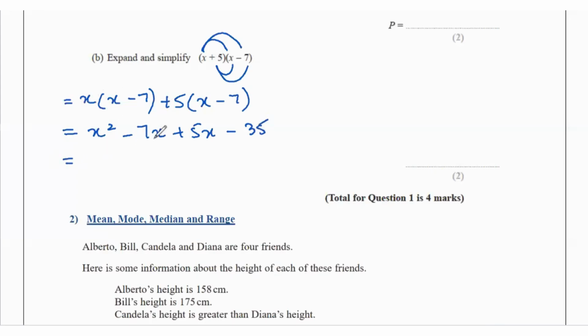Once you have expanded the brackets, you collect the like terms. So like terms are -7x and 5x, which gives us -2x. And everything else comes as it is. So this is your answer.